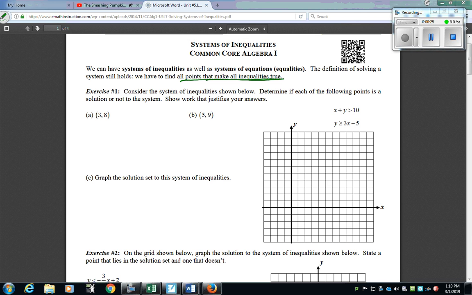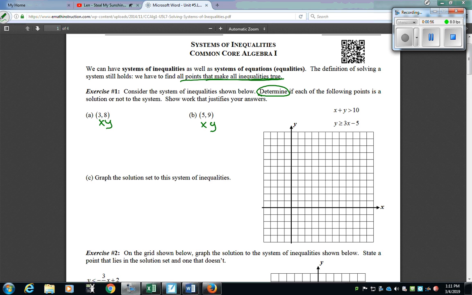So for this first exercise, they want us to determine if each of the following points is a solution or not. So we've got to say yes or no, and they want us to show some work that justifies our answer. So for the first one and the second one, again, these are x and y values. And for it to be true, we have to make sure that each point will work in both of the inequalities. And the same thing with systems of equations as well.